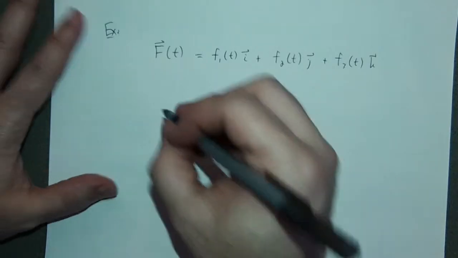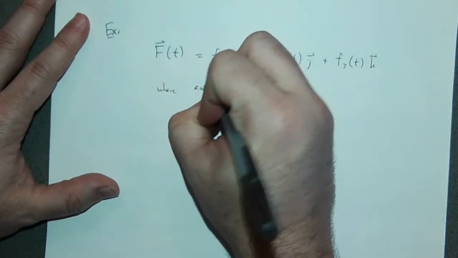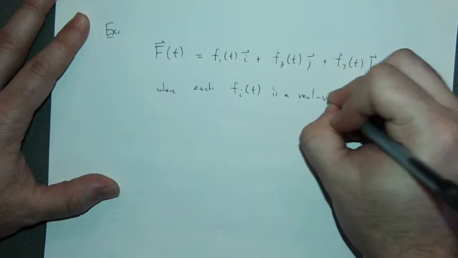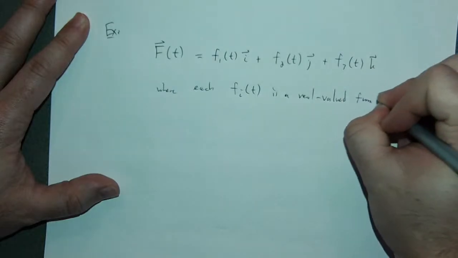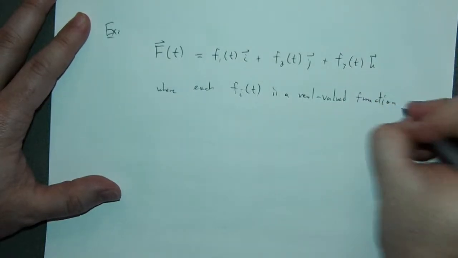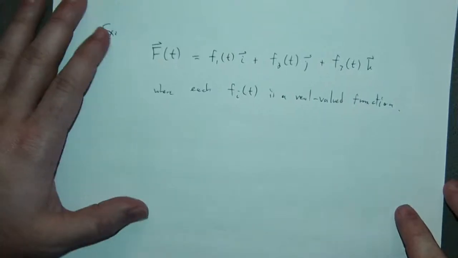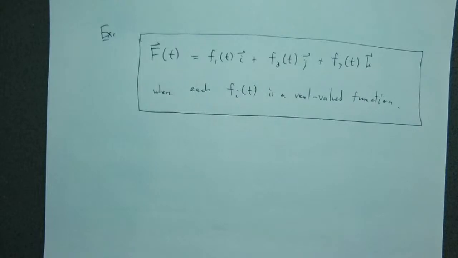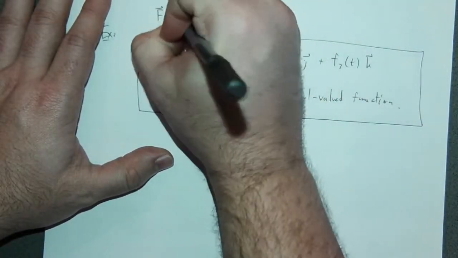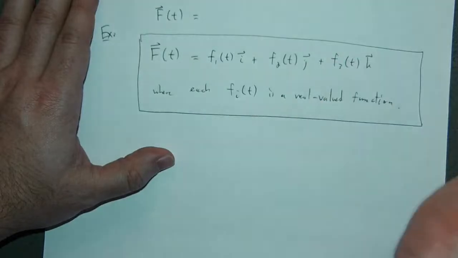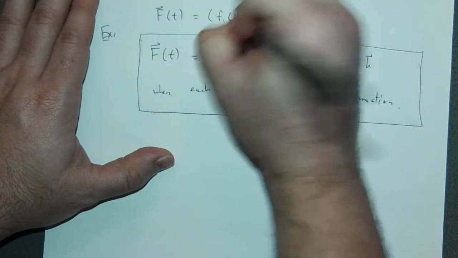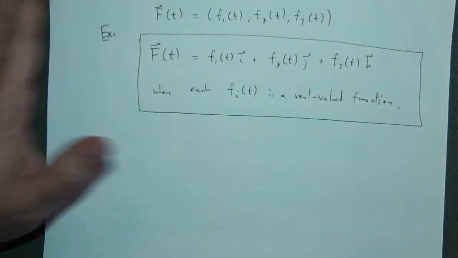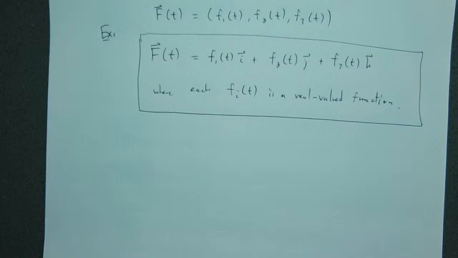Okay. So where each f sub i of t is a real valued function. So this is what my vector valued function looks like. Of course, it can be written in another way. The reason I'm stressing both ways is because you're going to see them used over and over and over again. So there's the other way they're written.